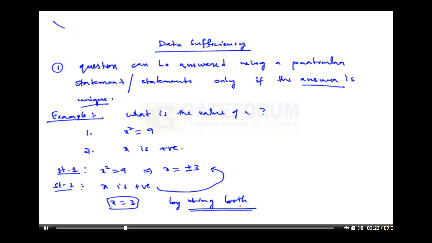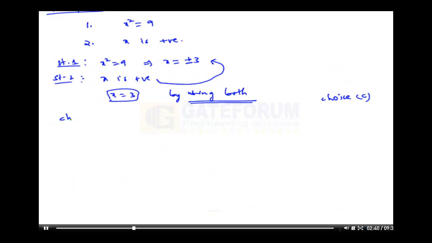Therefore, the answer is, by using both, we have to consider it as choice C. Here the choices will be A, B, C, D. C we have just now seen, both, and A we have seen.